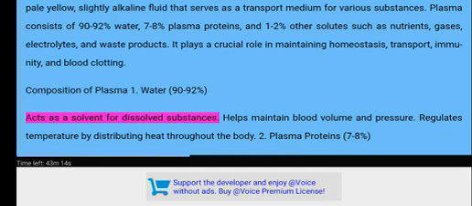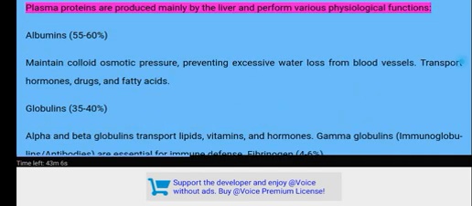Acts as a solvent for dissolved substances. Helps maintain blood volume and pressure. Regulates temperature by distributing heat throughout the body. 2. Plasma proteins 7-8%. Plasma proteins are produced mainly by the liver and perform various physiological functions.